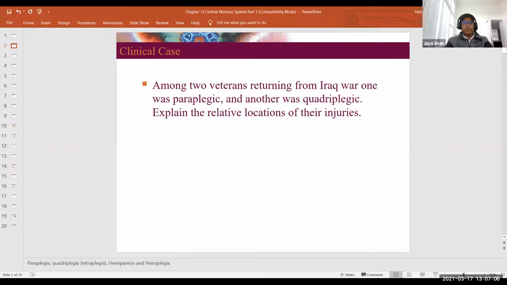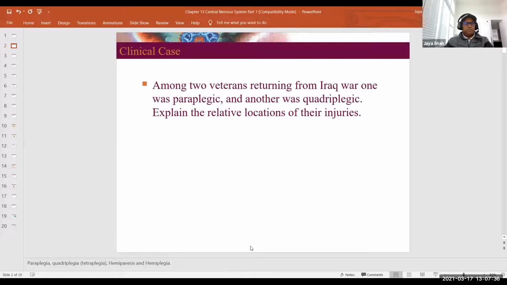So what are these terminologies? Our case, 2 gentlemen suffered trauma during their service, and one has paraplegia, another has quadriplegia. So we'll see in which region of the spinal cord damage will cause paraplegia and which one will cause quadriplegia, and why it is logical. But before that, there is terminology.